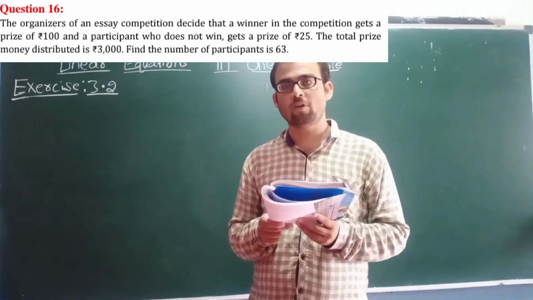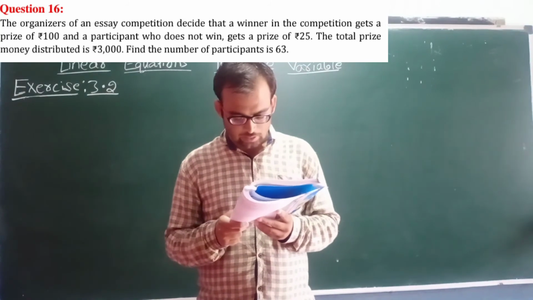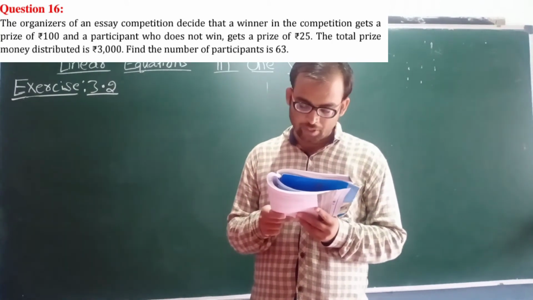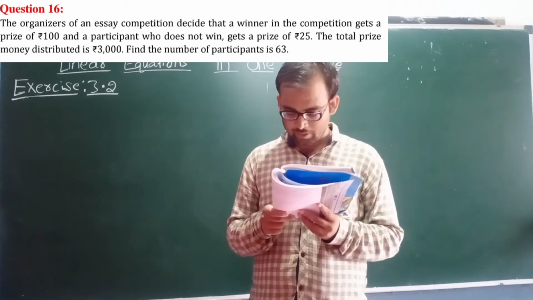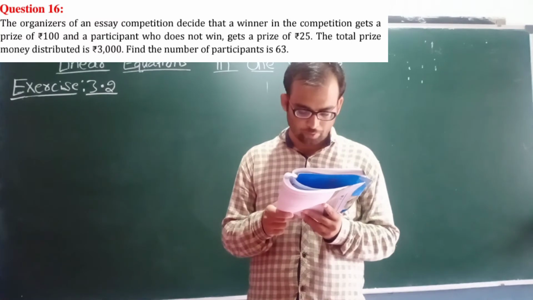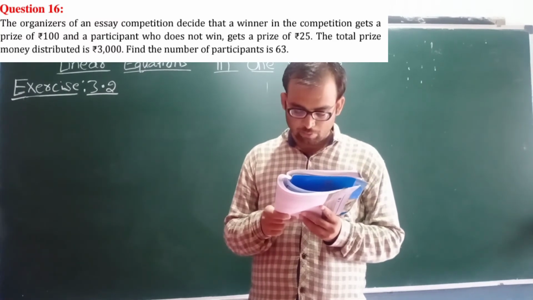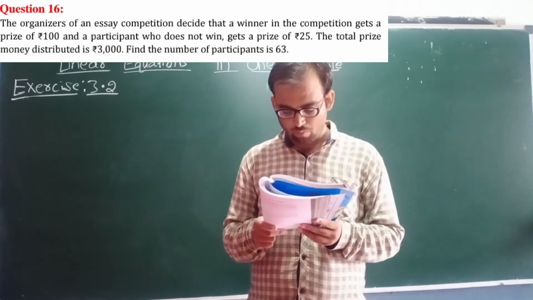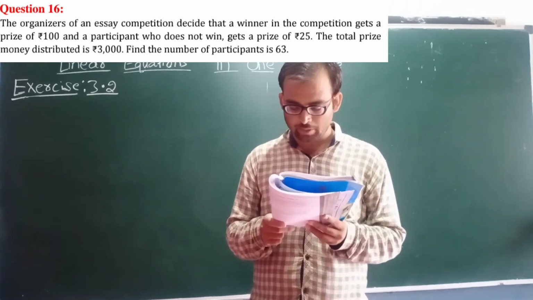Okay, here there are 20 coins of 5 rupees, 60 coins of 2 rupees and 80 coins of 1 rupee. Students, now let us see 16th question. The organizer of an essay competition decides that a winner in the competition gets a prize of rupees 100 and a participant who does not win gets a prize of rupees 25. The total prize money distributed is rupees 3000. Find the number of winners if the total number of participants is 63.